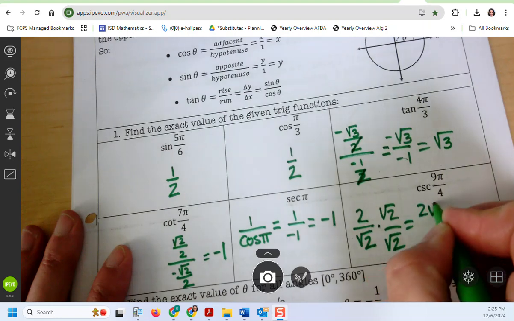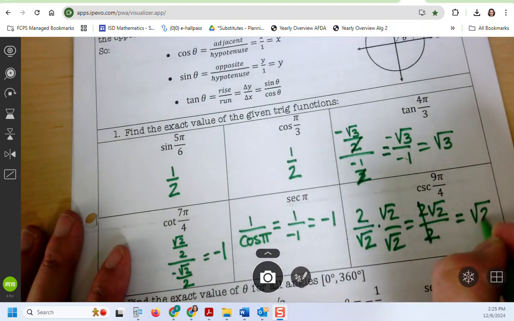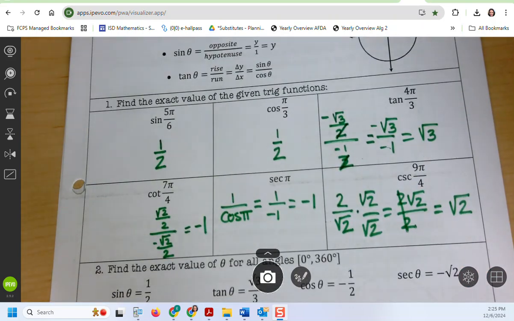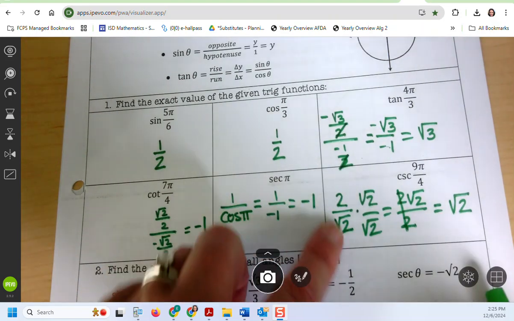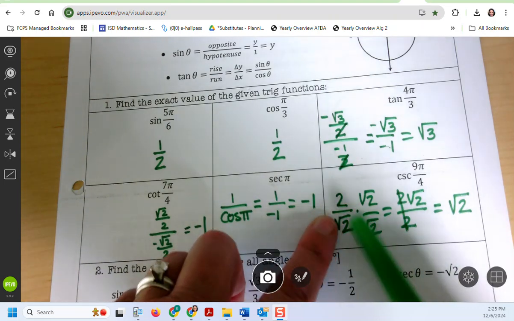So I get 2 root 2 over 2. These cancel, and you just get root 2. Now, after a while of doing the reciprocal of 2 over root 2, you're going to know that it's root 2. And again, once you know that the reciprocal of root 2 over 2 is root 2, you can just go straight from this step to this step.